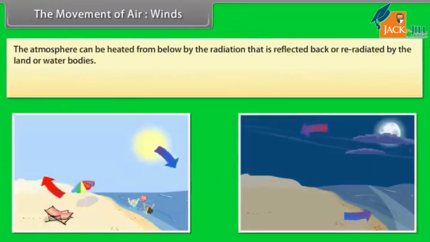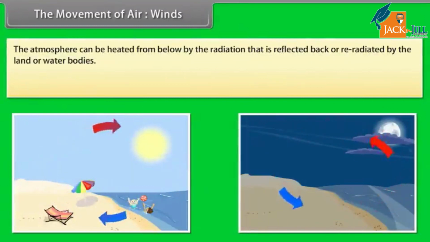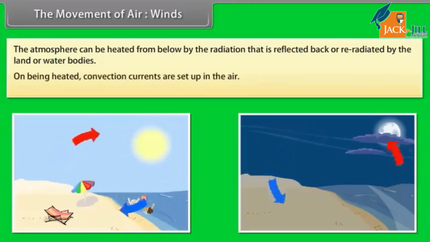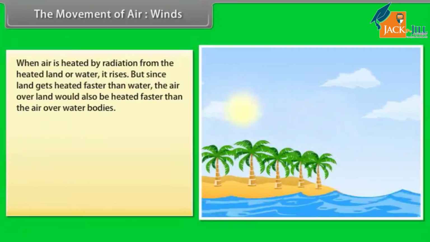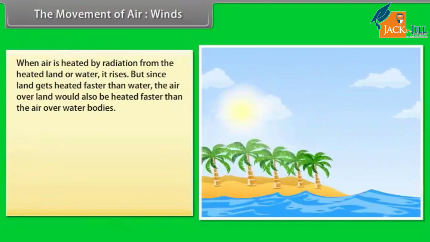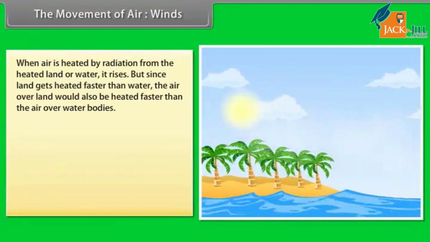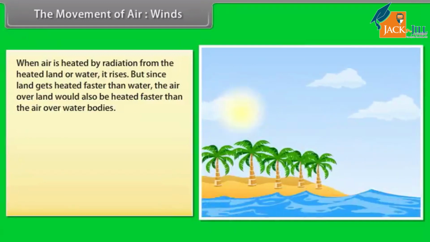The atmosphere can be heated from below by the radiation that is reflected back or re-radiated by the land or water bodies. On being heated, convection currents are set up in the air. The movement of air, winds. When air is heated by radiation from the heated land or water, it rises. But since land gets heated faster than water, the air over land would also be heated faster than the air over water bodies.